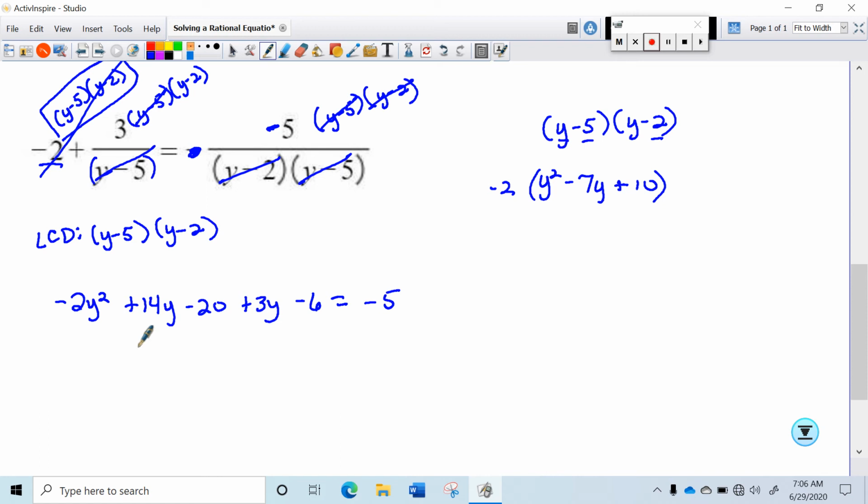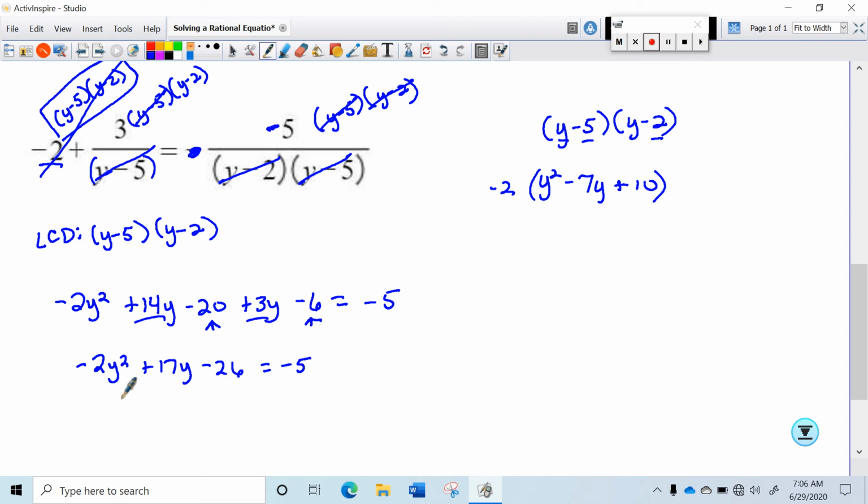Okay. Let's put some like terms together in front of our equal sign. I've got negative 2y squared. For my y, 14 plus 3 is 17y. And my constants, negative 20 and a negative 6 is a negative 26. Equals negative 5.